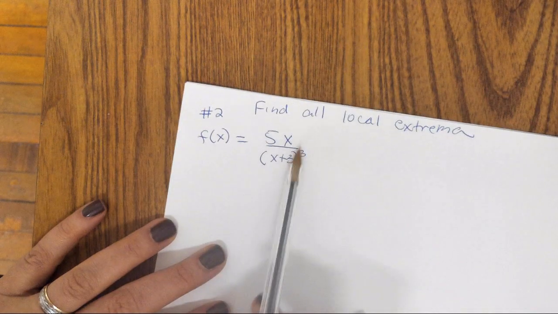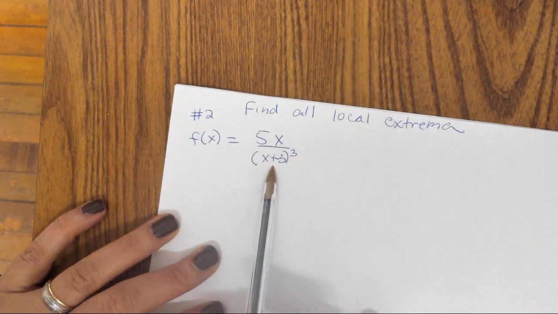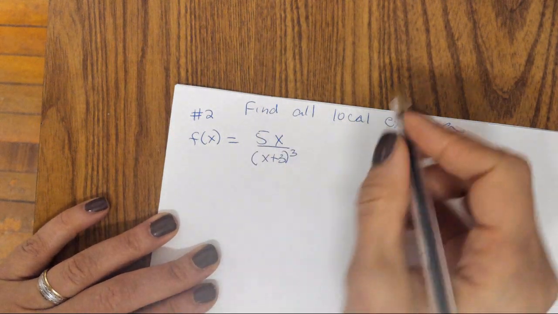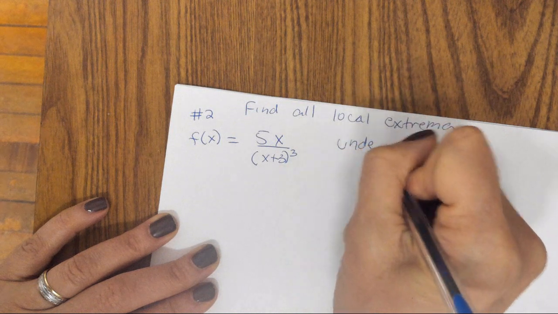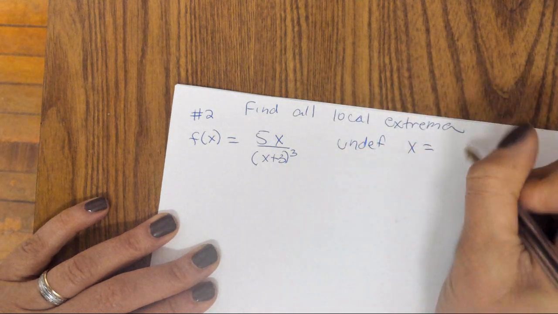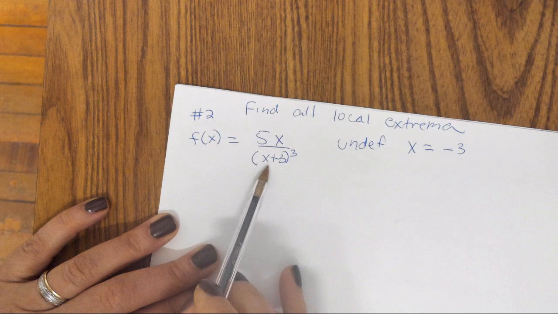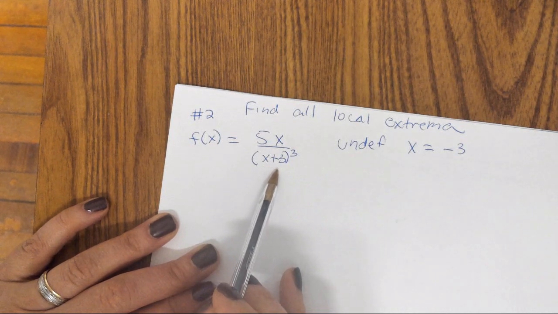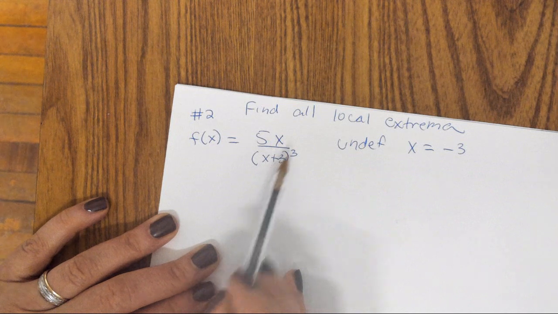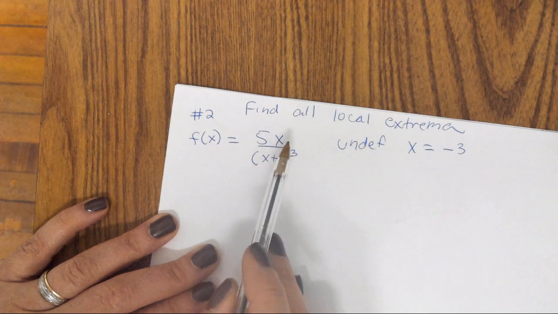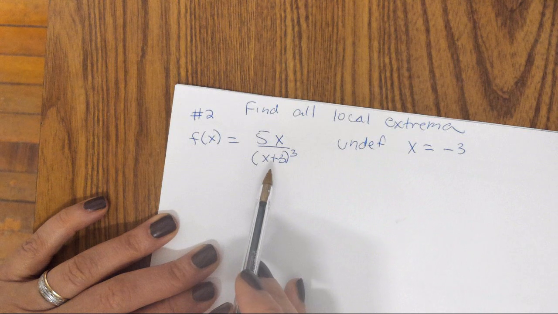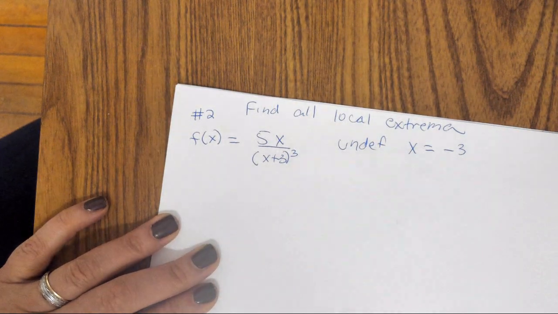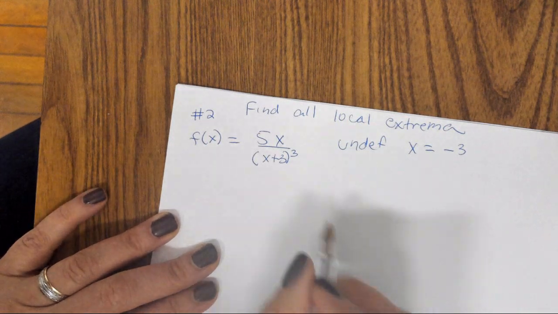So we are instructed to find all local extrema for this function. And for this function, we can see that it's undefined when x equals -3. We know we have a vertical asymptote here, not a hole. Recall, we only have a hole if we are able to divide out. If this was x plus 3 on the top, x plus 3 on the bottom, then it would be a hole, but in this case, it's a vertical asymptote. Okay, so let's find our other critical points.